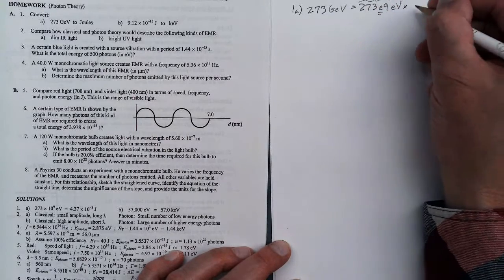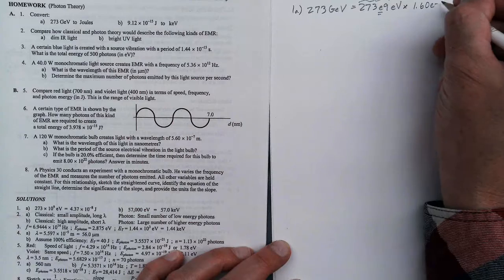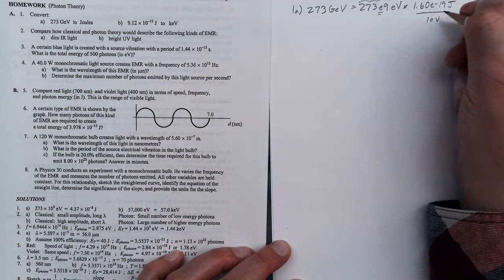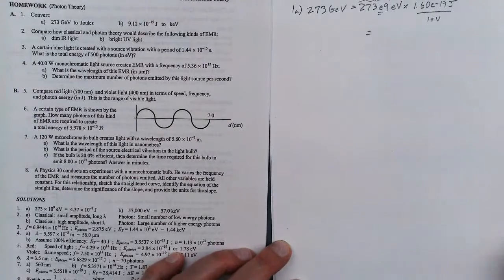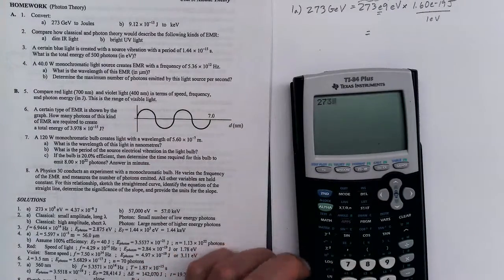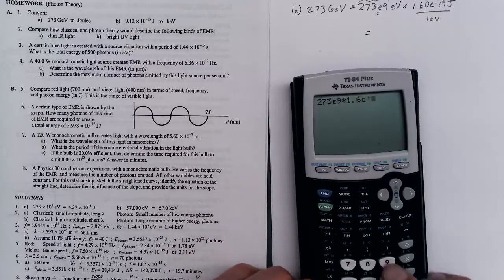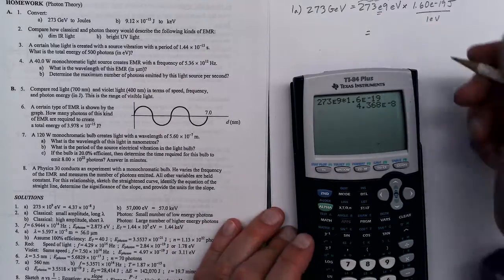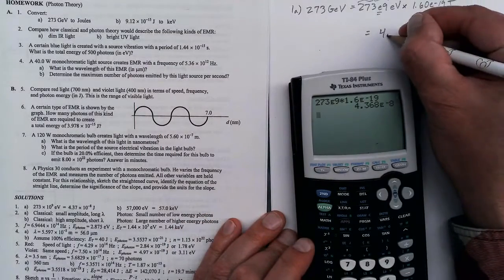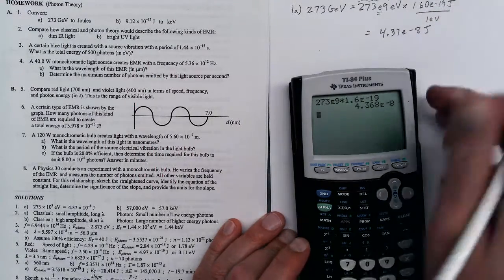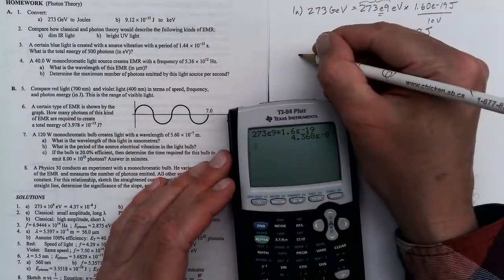Okay, let's multiply that by 1.6 e negative 19 joules for every electron volt. And the calculation. (4.37 e negative 8 joules). Okay, part B.